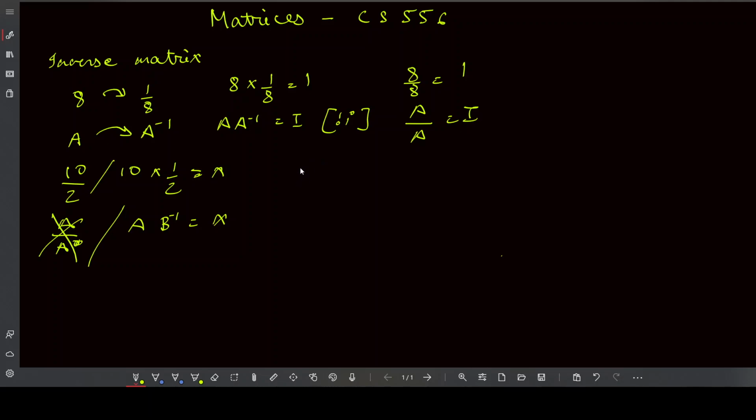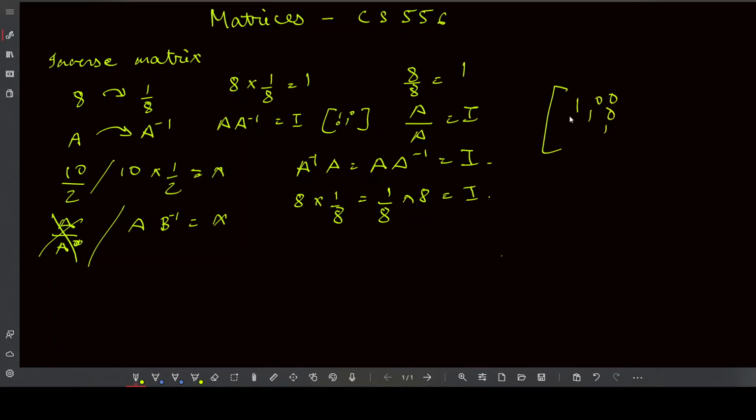And it's also important to note that A inverse A is also equal to A A inverse, which is equal to I. Okay, this is similar to 8 into 1 by 8 equals 1 by 8 into 8 equal to 1. So that is basically what the inverse matrix is, and the identity matrix is a matrix where all the diagonal is 1 and every other element is 0. So that's inverse and identity matrix.